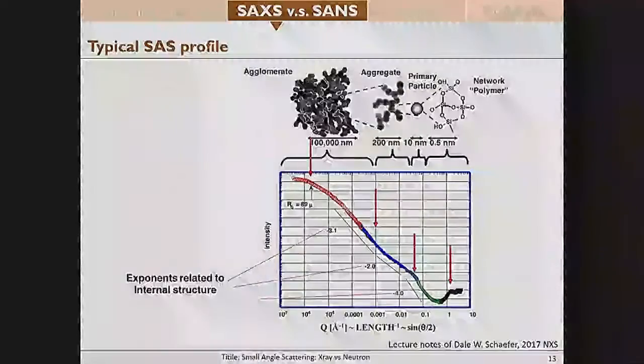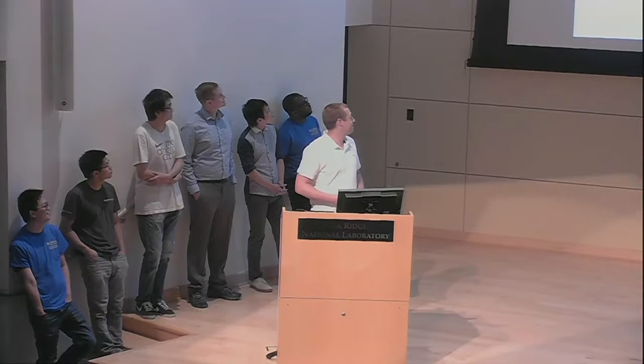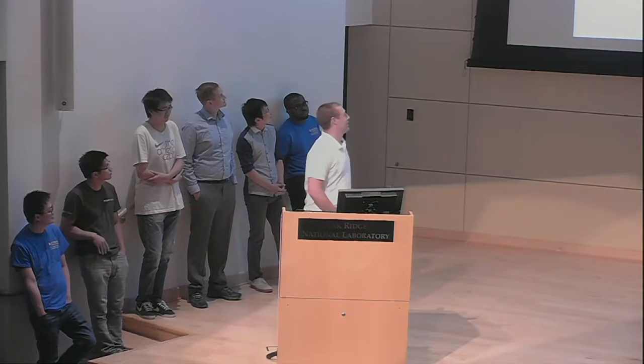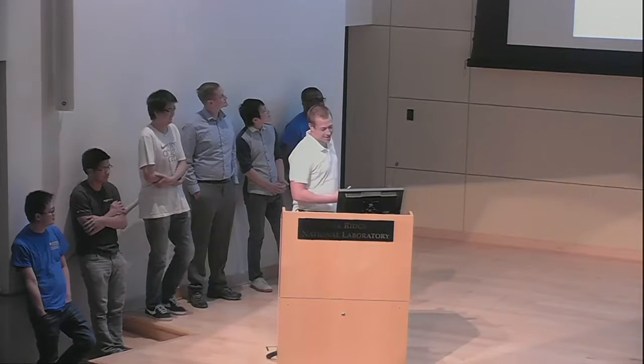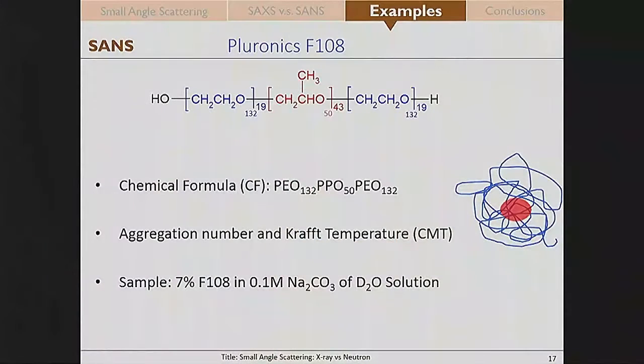I'm going to talk about the same slide. All right, so we did a pretty fun experiment. We did a tri-block copolymer micellization, and we studied the effect that temperature had on it. So we took this tri-block copolymer, which has two hydrophilic ends and a hydrophobic middle, and we basically changed the temperature and looked at what happened.